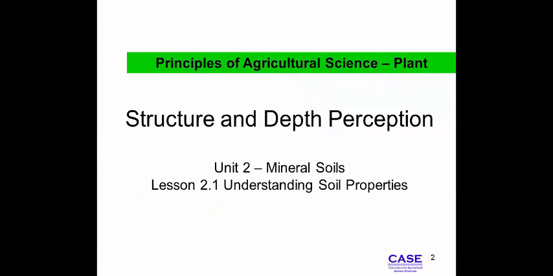Structure and Depth Perception 2.1 Understanding Soil Properties. You have just completed Activity 2.1.1, Testing the Feel for Soil. Soil structure refers to the arrangement of those particles and pore spaces. Soil texture provides clues for how well the entire soil profile will function as a system. During this presentation, we will introduce soil structure, types, and grades. We will also discuss how soil structure influences properties such as rooting depth and drainage characteristics.